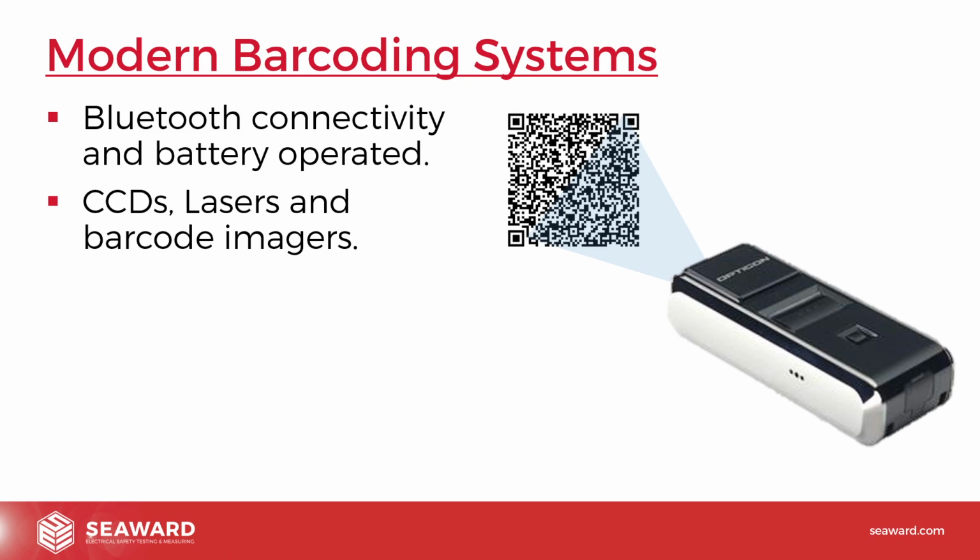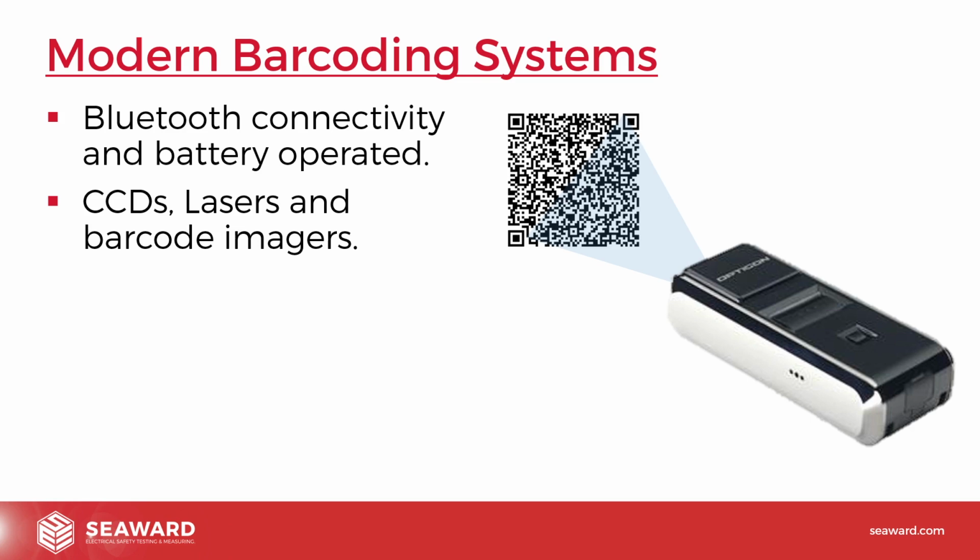Again, we used to use those on some of our older testers. Generally nowadays, the 1D barcode scanners actually have a laser, so they'll have a laser scanner. But the modern barcode scanners are what we call barcode imagers. So this one that you see on the slide here actually has a little digital camera in it. And when you scan the barcode, the digital camera almost takes a picture and then converts that into the data that's in there.